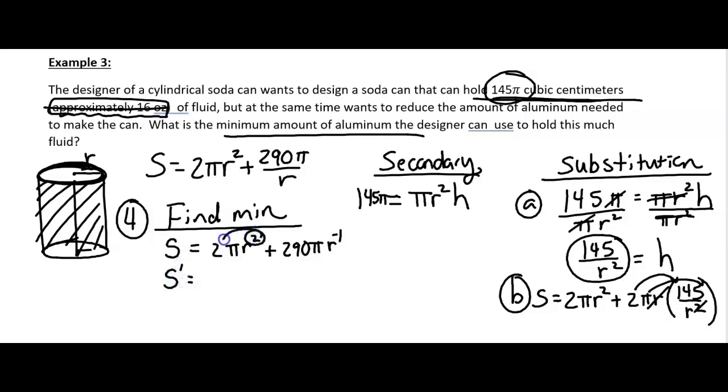Power rule, we're going to multiply 2 to the front and take 1 off of the power. Power rule again, we're going to multiply negative 1 to the front and take 1 off of the power. And that leaves us with the following. Now that the derivative's over, I'm going to go ahead and put that r squared back in the bottom.